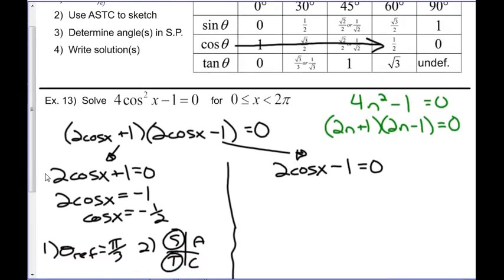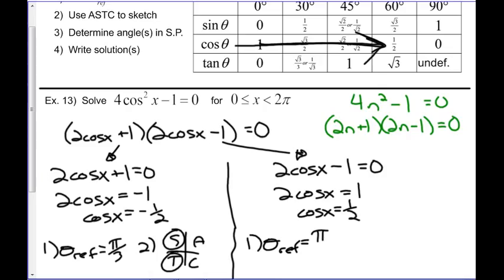2 cos x minus 1 equals 0. That means 2 cos x equals 1, or cos x equals a half. Okay, theta ref. They happen to be the same in this case. They'll be pi over 3. But if it factored differently, then they wouldn't necessarily have to be the same. They'll always be the same if you have difference of squares, but on a trinomial, not necessarily. Okay, we've got a cosine in this case that's positive. So that puts us in quadrants 1 and 4.